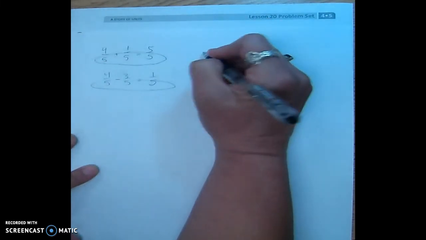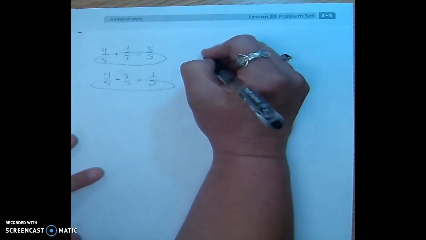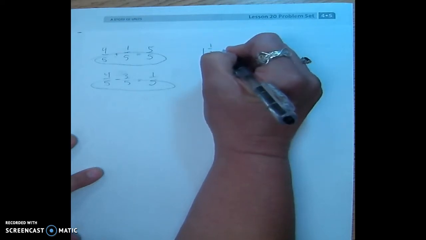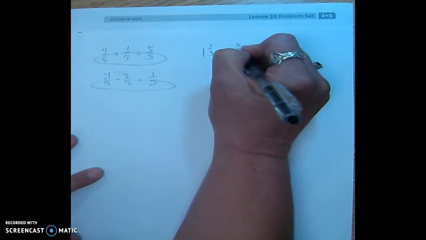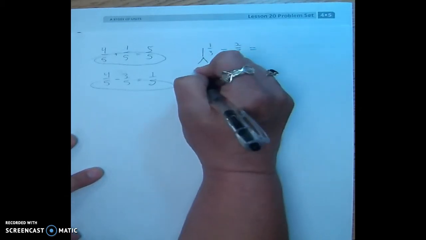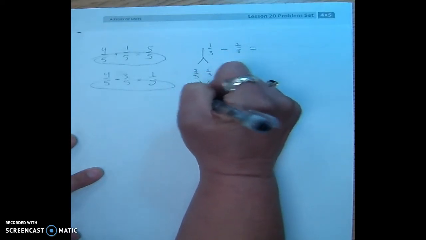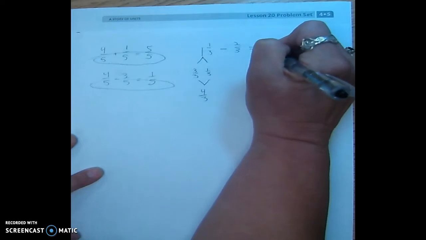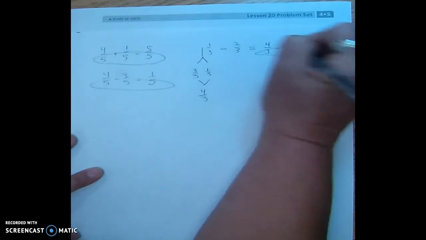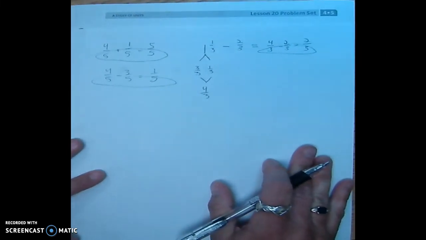Even when we were working with mixed numbers, if we had 1 and 1/3 minus 2/3 equals, well, we took the 1 and 1/3 and we made it 3/3 and 1/3, and that equaled 4/3. So then we could say 4/3 minus 2/3 equals 2/3. But still, the denominators are the same. We're still in the same unit fraction.